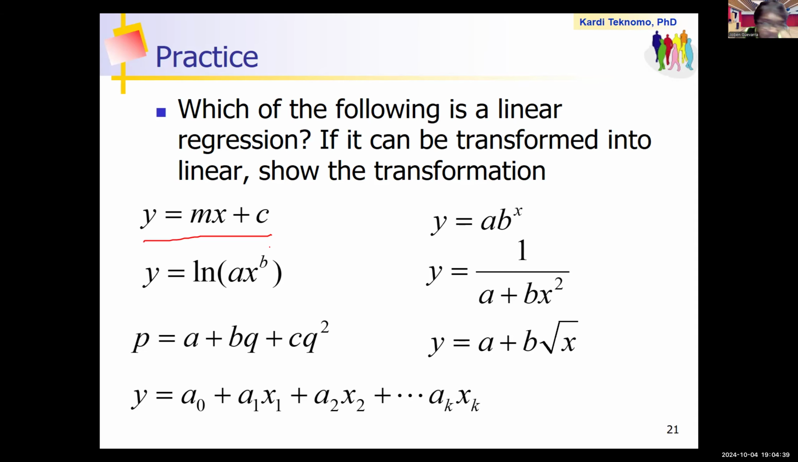Linear, sir. Oh, this is linear. How about this one? Linear or non-linear? Non-linear, sir. Oh, non-linear. Can we transform this to linear? How about this one? Non-linear, right? Can we transform this to linear?